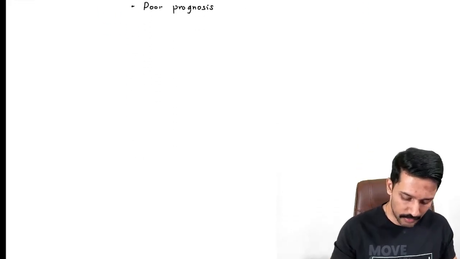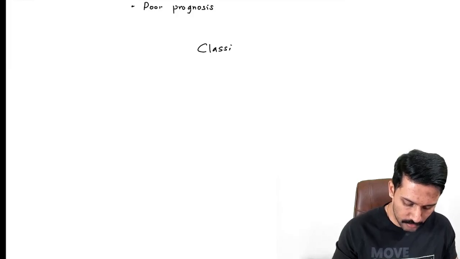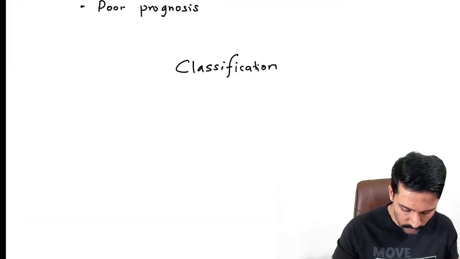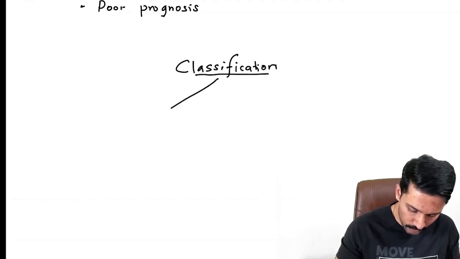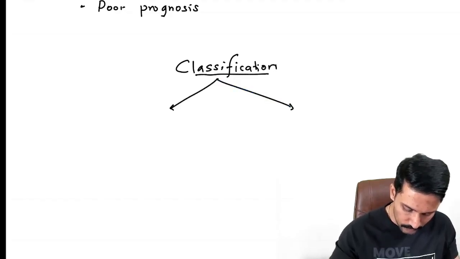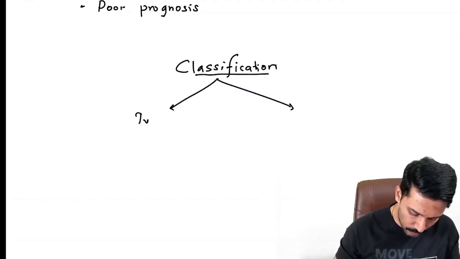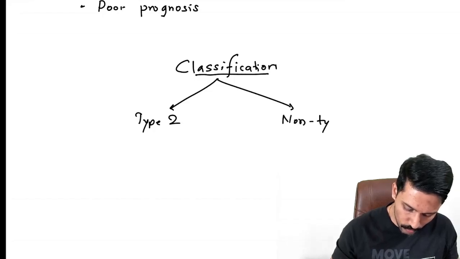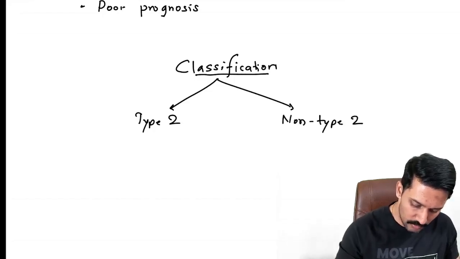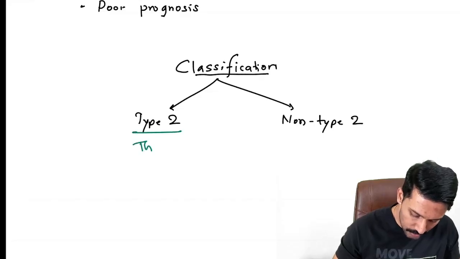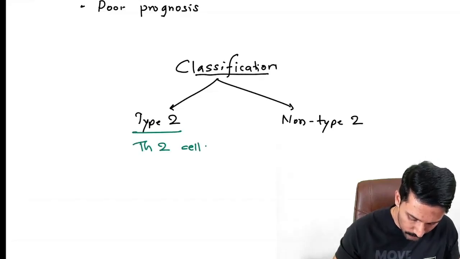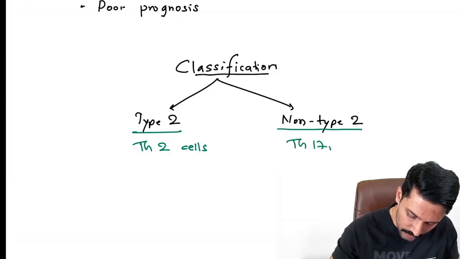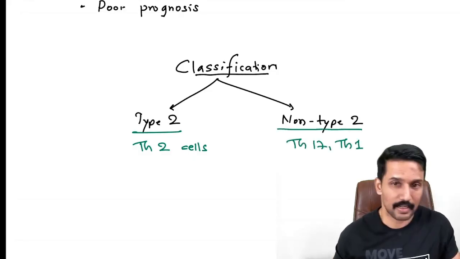There is another classification of asthma which is based on the helper T cell involved in the pathophysiology of asthma. So we have two subclasses. The first one is type 2 asthma, the second one is non-type 2 asthma. Type 2 asthma is where the Th2 cells are involved. In non-type 2, Th17 and Th1 cells are involved.